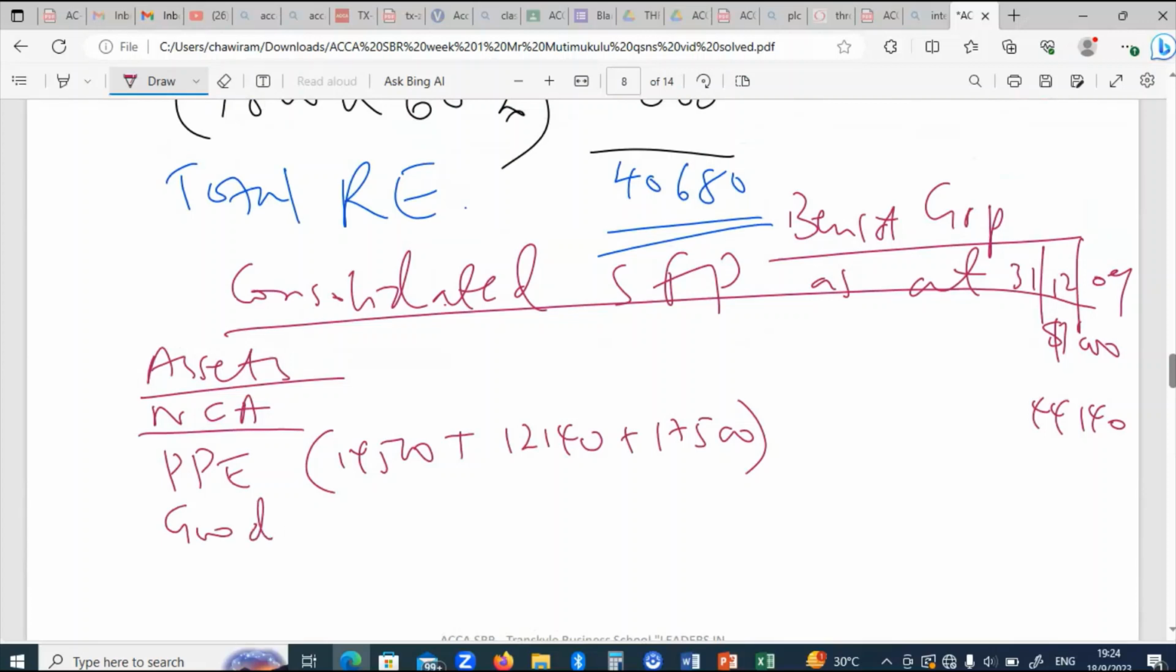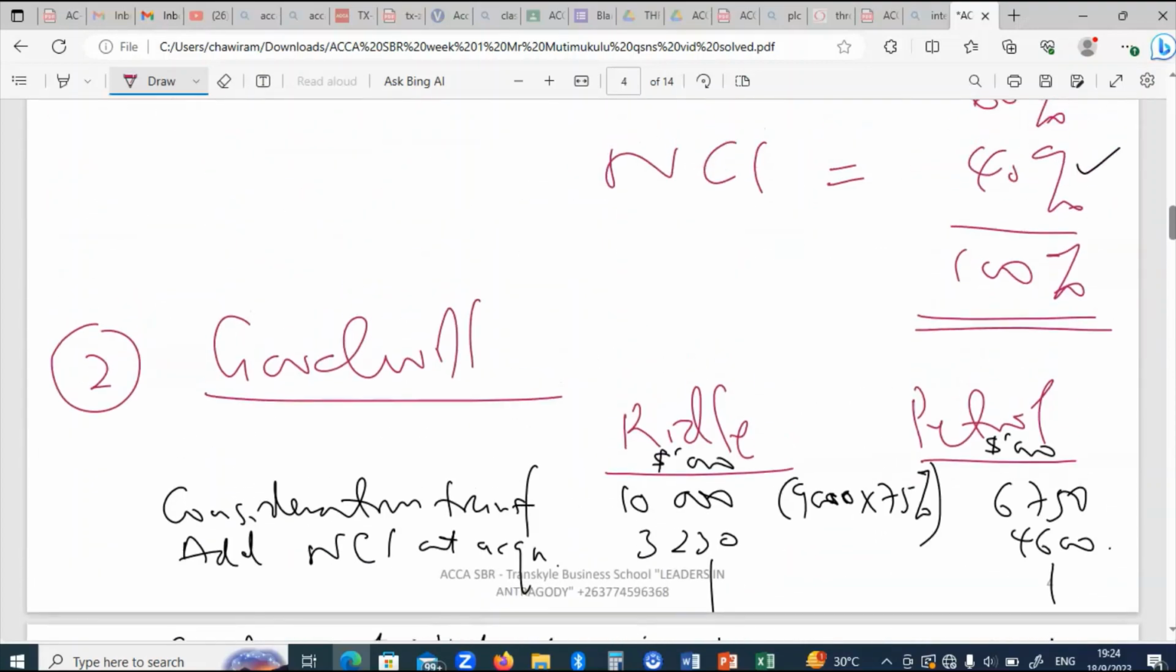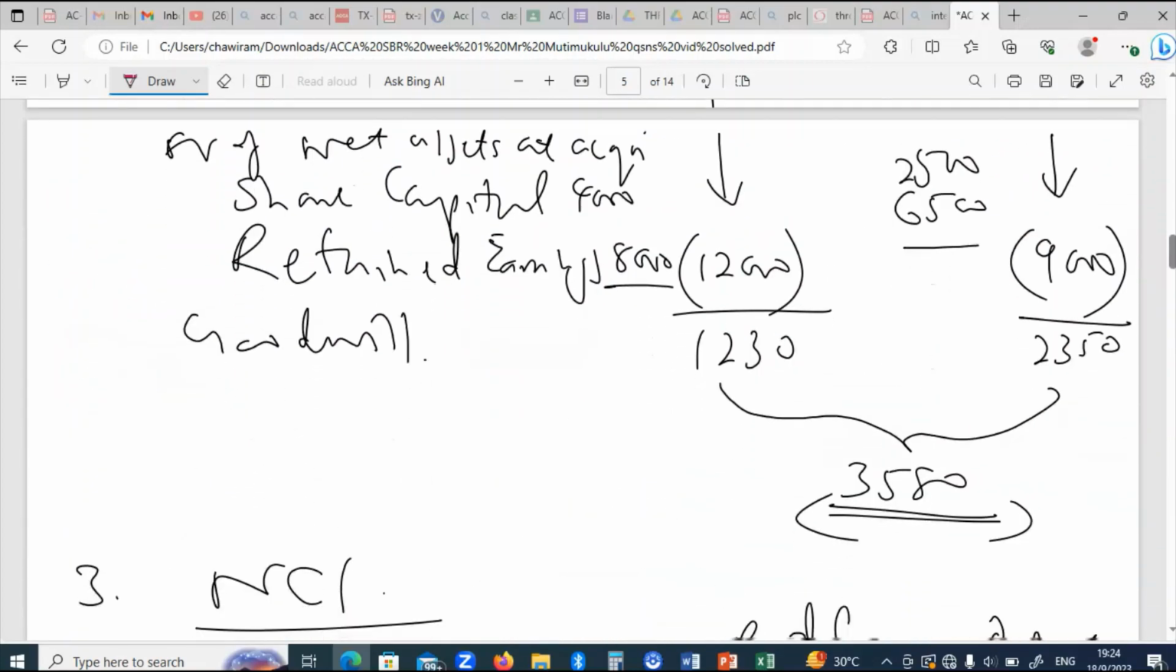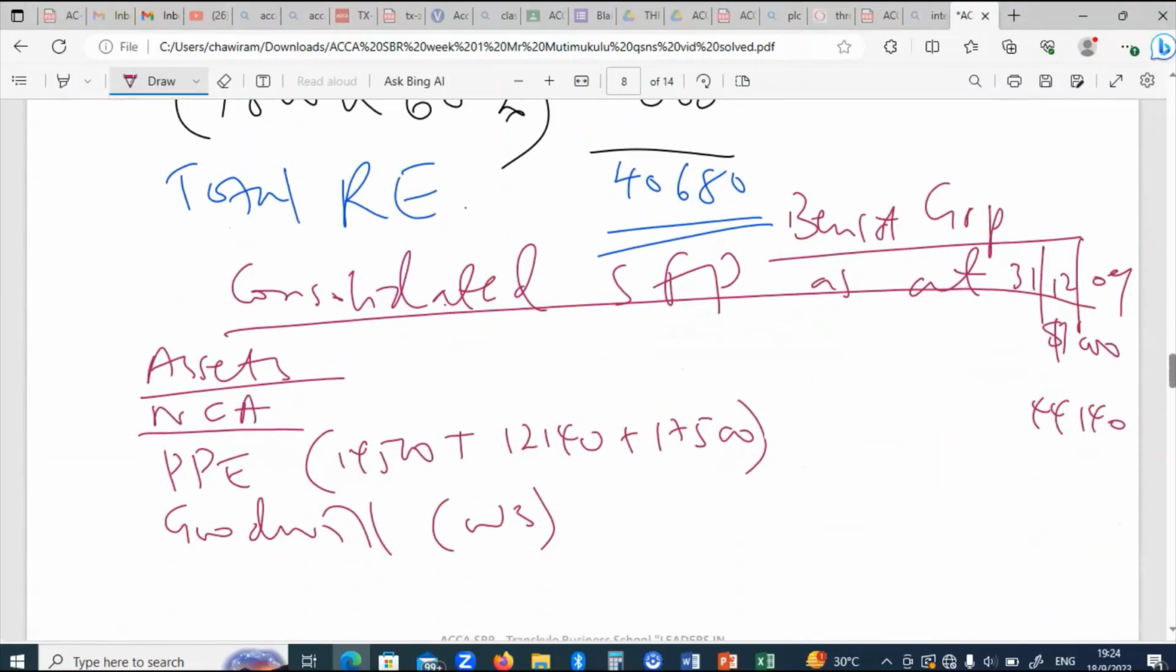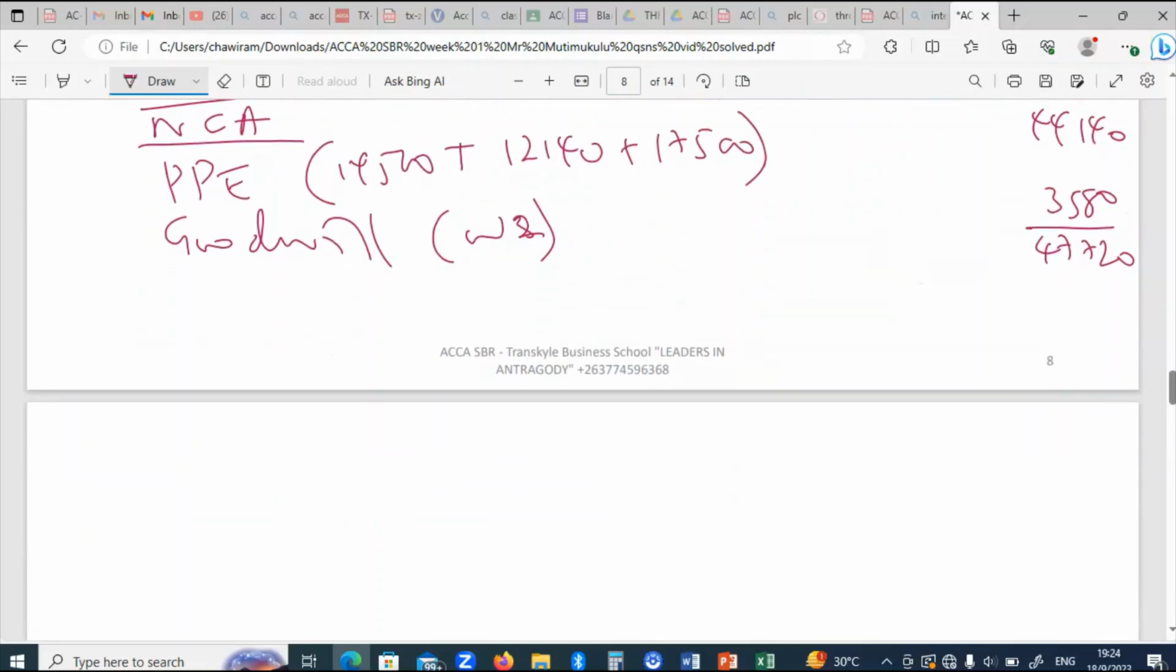So goodwill. And goodwill was in working number 3 if I'm not mistaken, or working number 2. Let me see. Okay, working number 2. So the goodwill figure is this one, 3580. So we come down here. This is working number 2. Okay, 3580. We add up and we get the total non-current assets of 47,720. Okay, then we move on to the current assets.